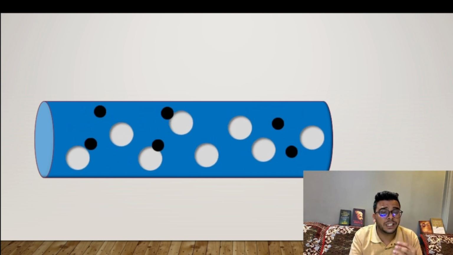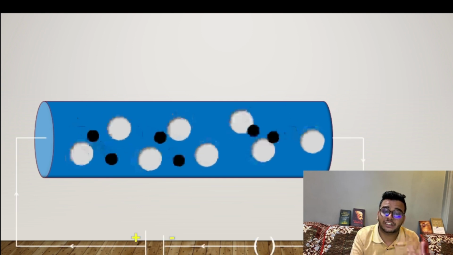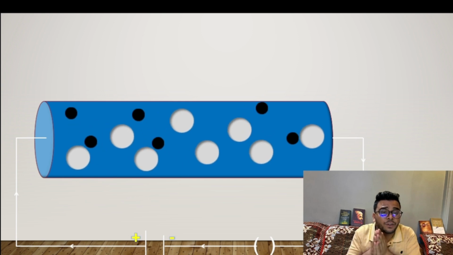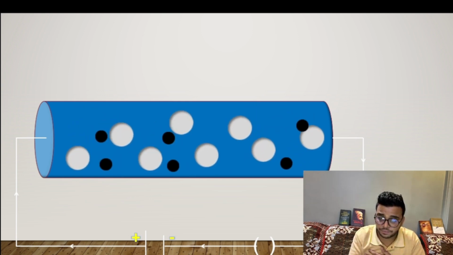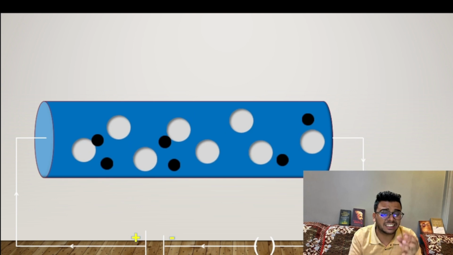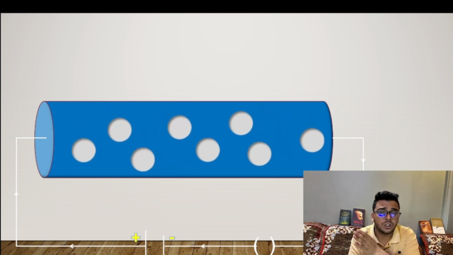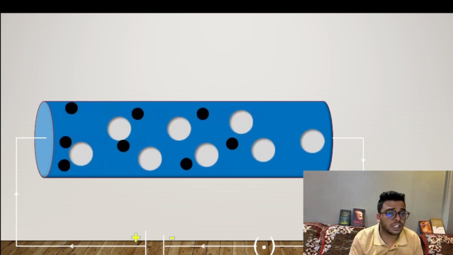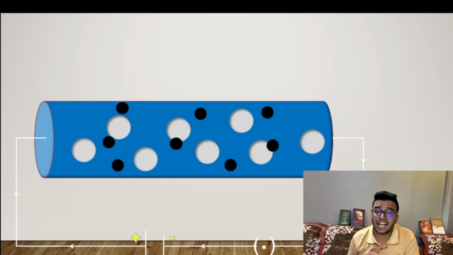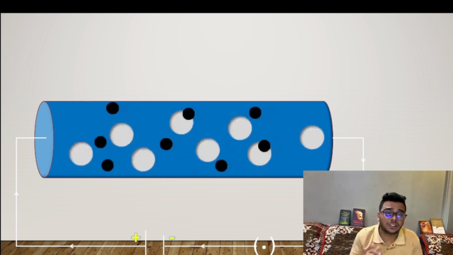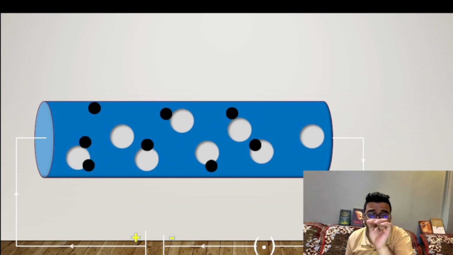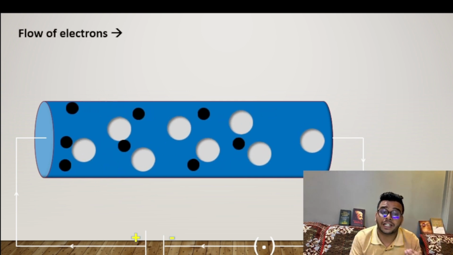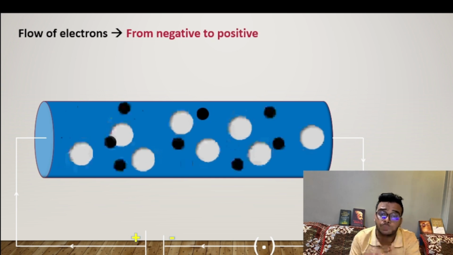Now, as soon as we connect a battery, a potential difference is generated. One side of the battery will be positive, one side will be negative. And then these negatively charged electrons will start moving towards the positive side. And this is how the current flows. Now, as you all can see, the electrons are moving from negative to positive. So the flow of electrons is from negative to positive terminal.